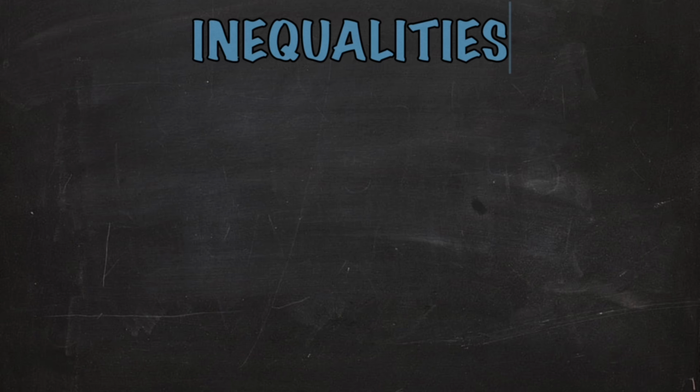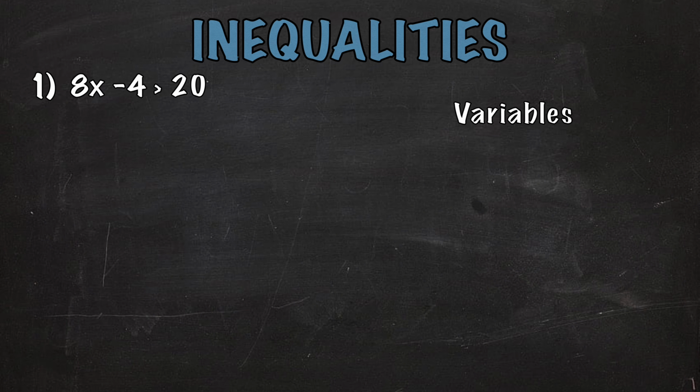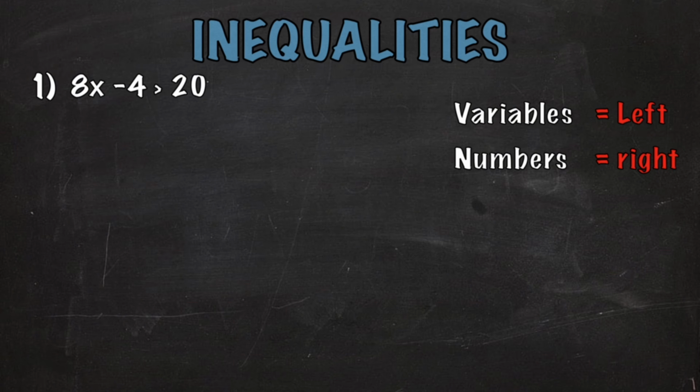For the first question, we have 8x minus 4 is greater than 20. Similar to solving equations, we want to isolate the variable, i.e. x. The easiest way to do this is to keep your variables on the left and the numbers on the right. This means that we need to use the inverse operation to undo the operation. So we have to do the opposite of minus 4 to both sides to cancel it out.